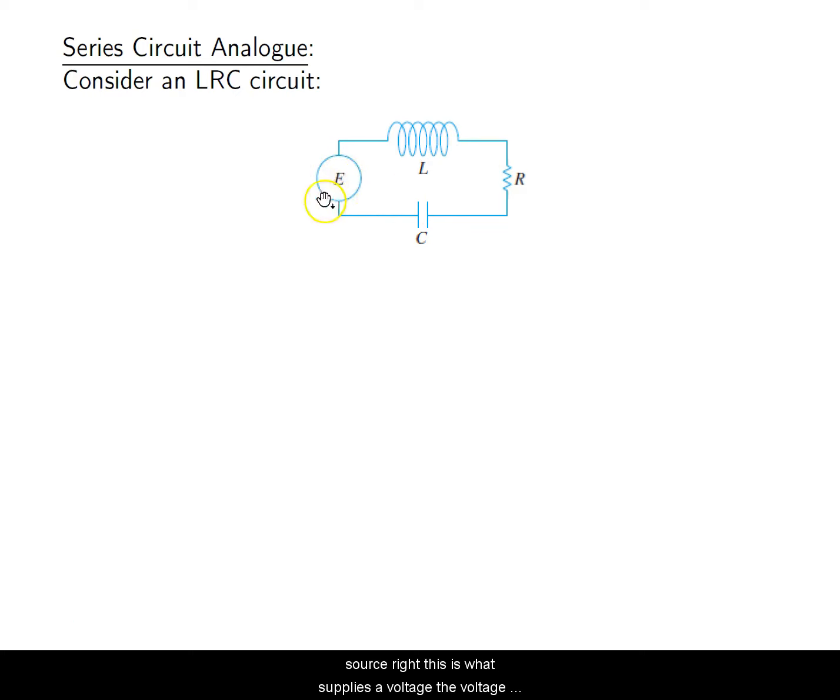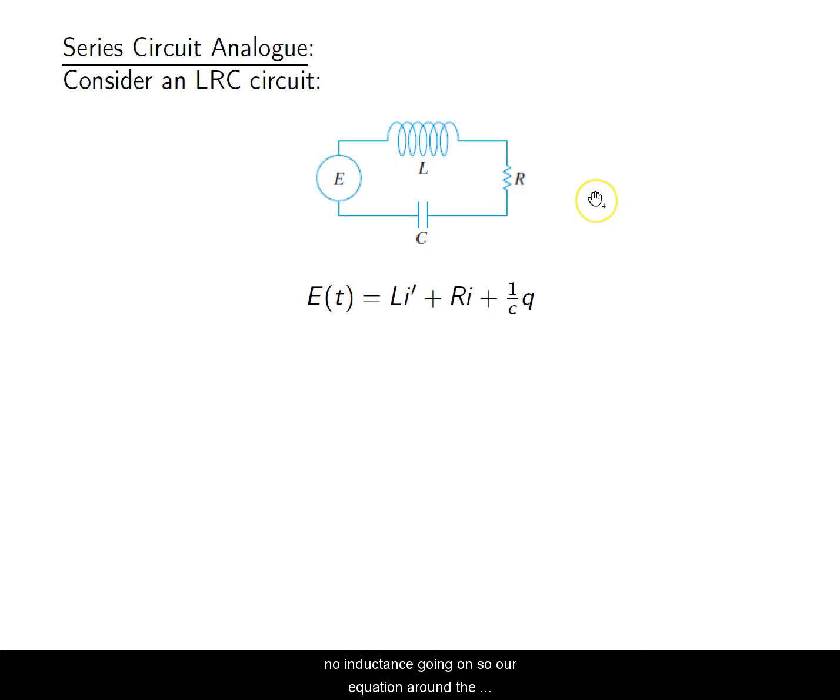So again, this is the energy source. This is what supplies the voltage. The voltage and the amperage and the current are all related, and they go through the system when it's closed. If it's open, there's no voltage, there's no amperage, there's no inductance going on.